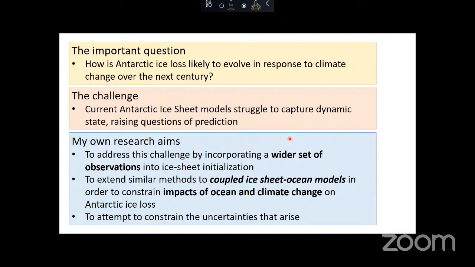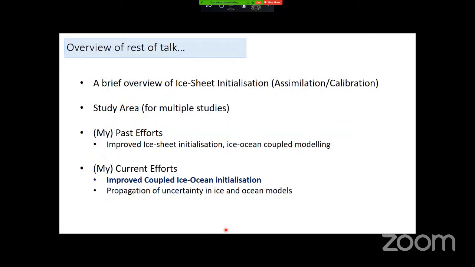And I'd also like to be able to attempt to constrain the uncertainties that arise from these. So I'll talk about these different aims and how they work their way into studies that I've done basically since being in Edinburgh. So that's a brief overview of the rest of the talk. And I'm going to try to keep it to 40 minutes, or at least 45, and I think that's doable.